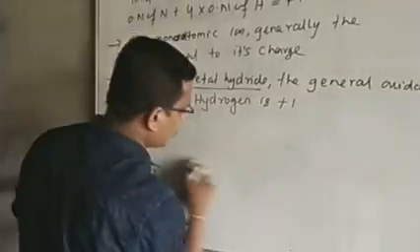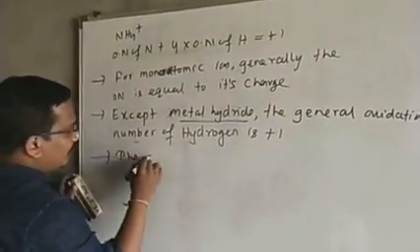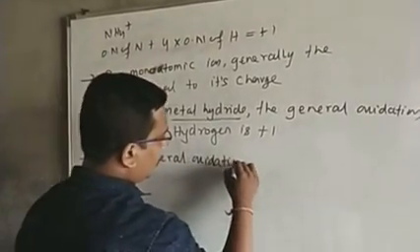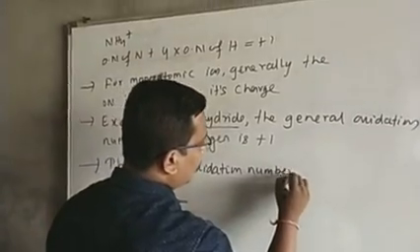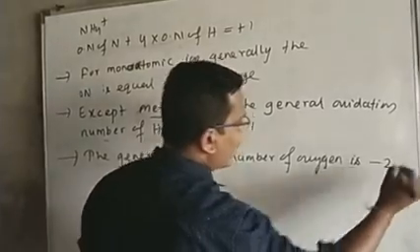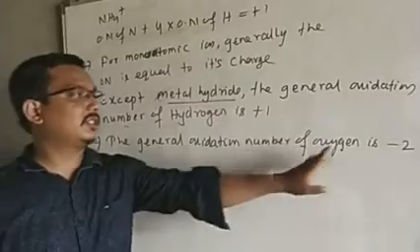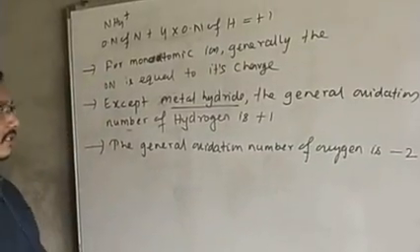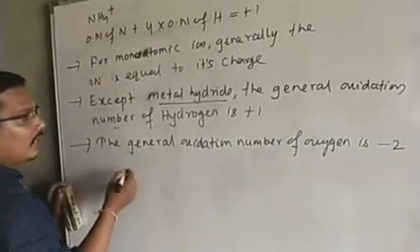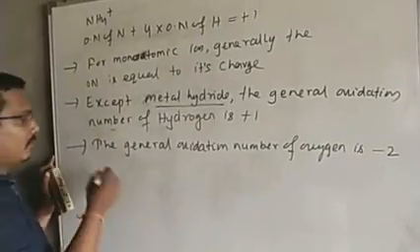Next rule. The general oxidation number of oxygen is -2. Hydrogen generally has +1, oxygen has -2. That means they are fixed in many compounds. No doubt oxygen can also have different types of other oxidation numbers.